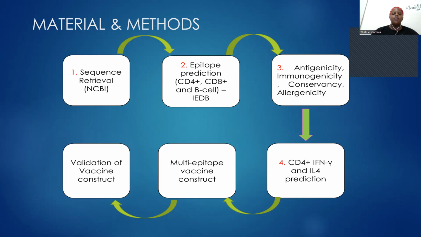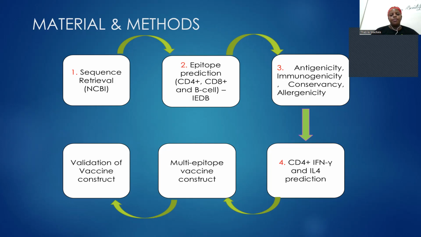The conserved sequences were then further subjected to an online server called the Immune Epitope Database and Analysis Resource in order to predict our T cell epitopes, which are CD8 and CD4. To confirm whether the generated epitopes were in fact antigenic, 100% conserved, and non-allergenic, they were assessed for antigenicity, immunogenicity, allergenicity, and conservancy.